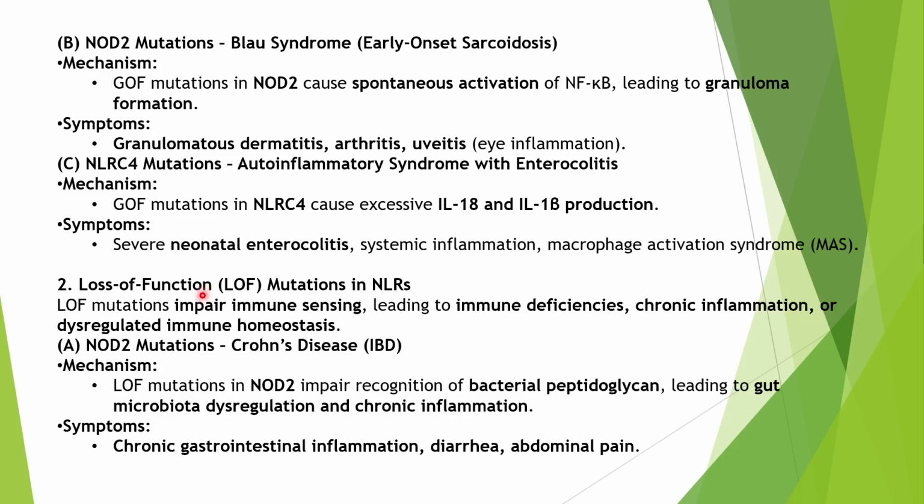Now coming to loss of function mutation. In loss of function mutations, the immune sensing will be suppressed, or the recognition of your PAMPs and DAMPs will be weakened. So impairment of immune sensing occurs, and this leads to immune deficiency. Here there is excessive immune response, there there is not enough immune response. So this leads to chronic inflammation or dysregulated immune homeostasis.